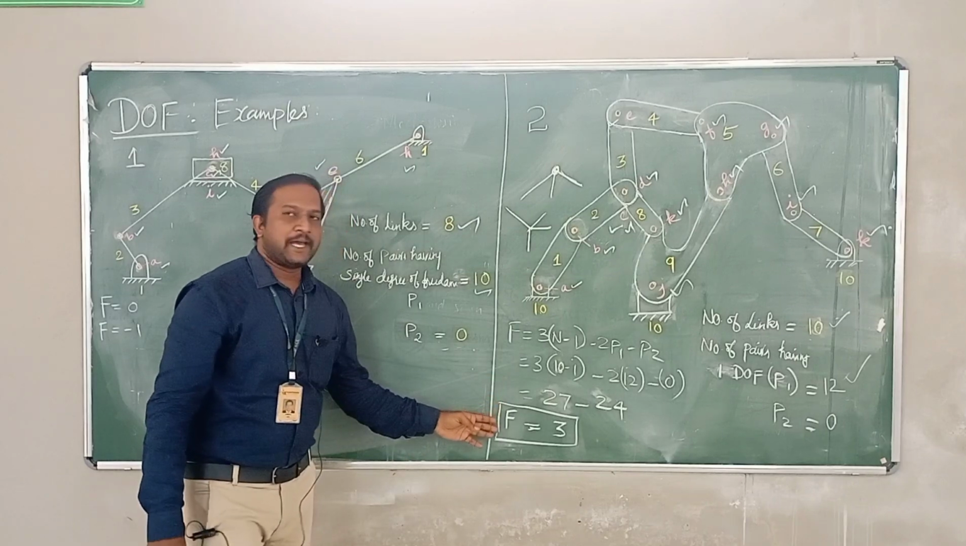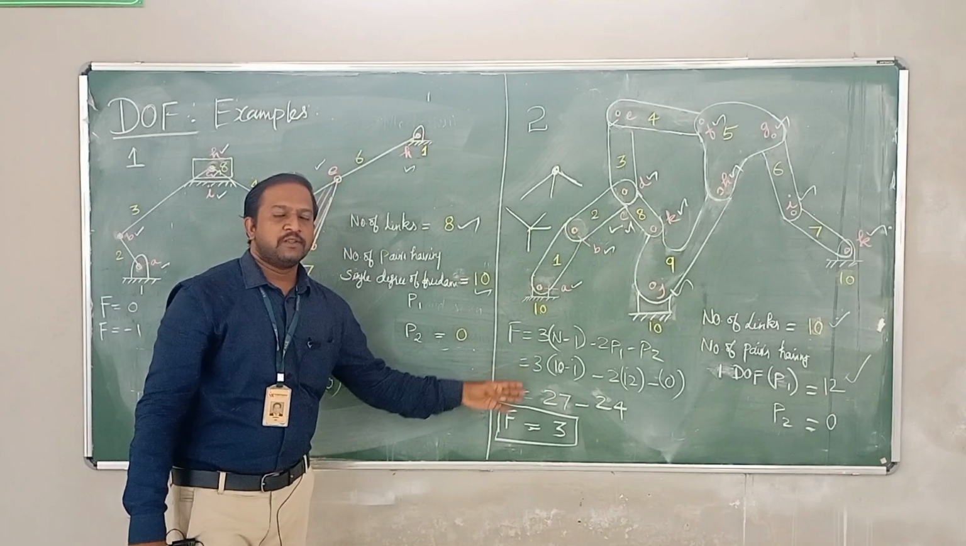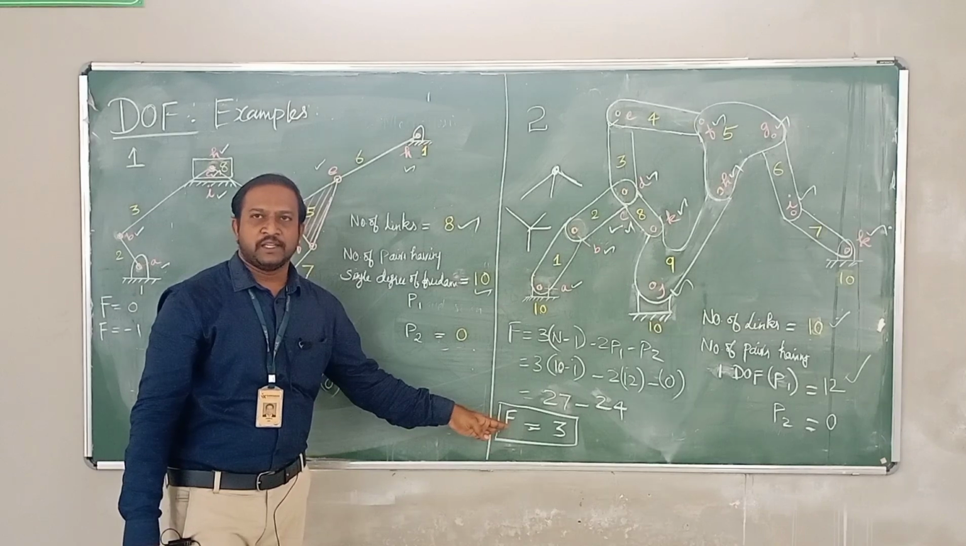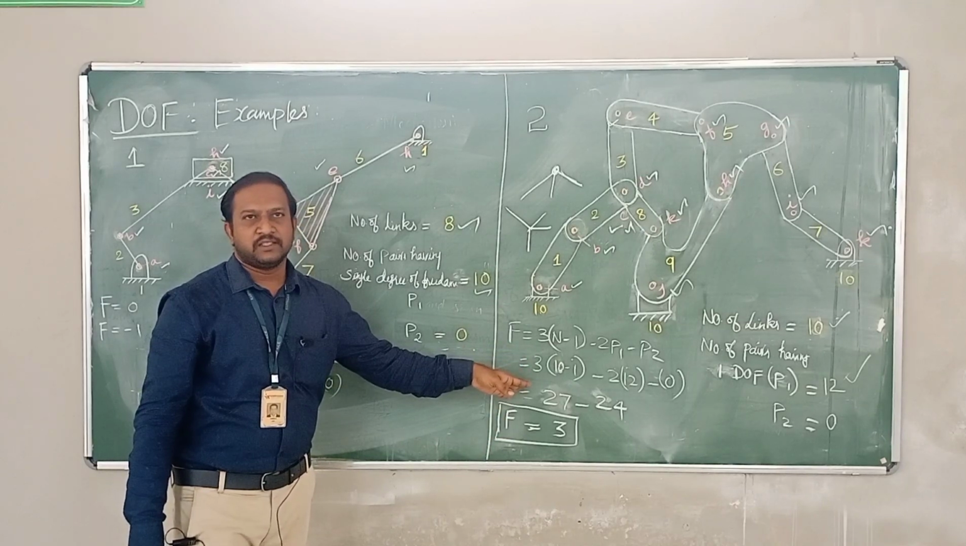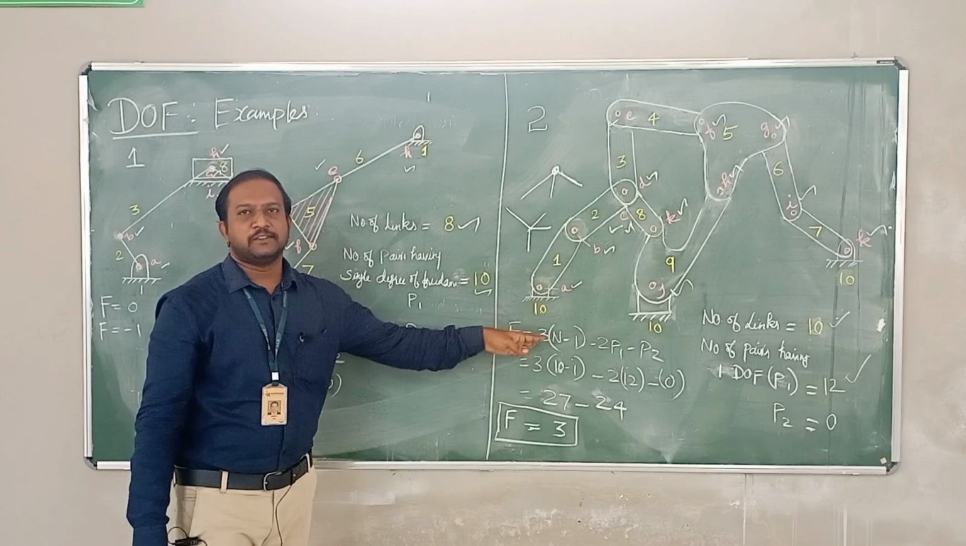So finally, after substituting these values, we get 3. What is the meaning of this 3? This mechanism needs 3 individual inputs to run.